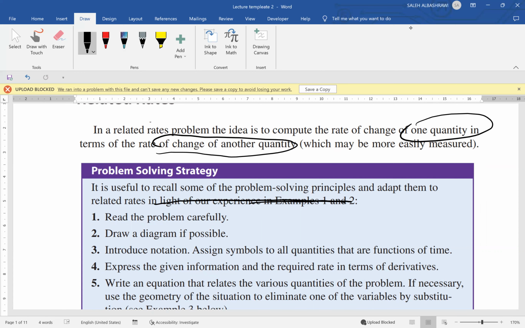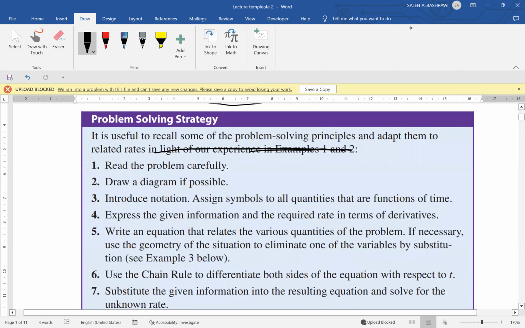To solve this, we can go with these steps carefully. The first step, we need to read the problem carefully. We have to specify which quantity we are looking for and which quantity is given in the problem. Second step, draw a diagram if possible, because a diagram usually makes the problem easier to understand.